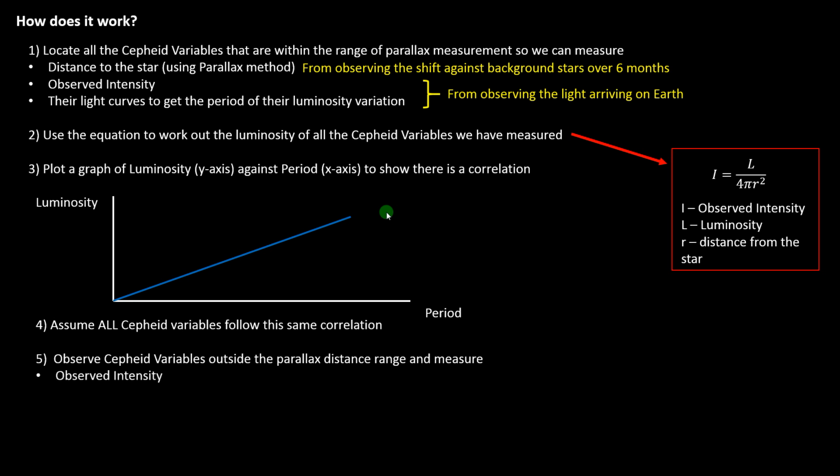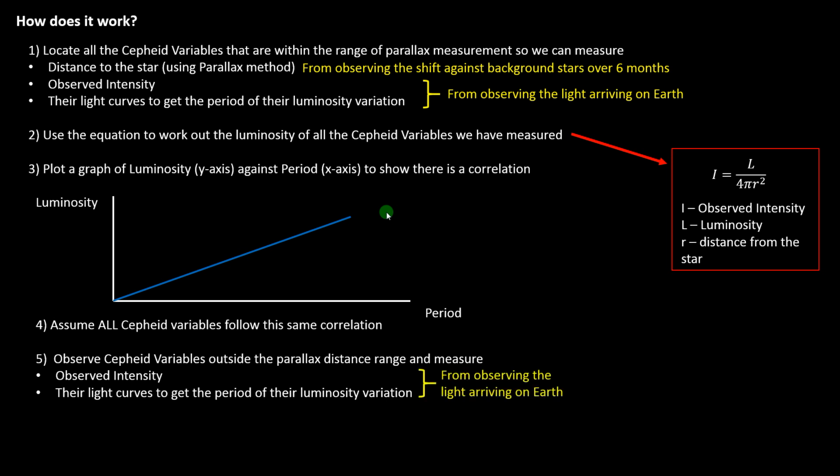Okay, and this is what we do. We do the same things. We can't measure the distance this time because parallax has got a limited range because we need to measure very small angles. Okay, so we measure the observed intensity and we measure the light curves again to get the period of the luminosity variation. Now here's the critical thing. Now we know about the correlation. Both those two things are still from observing the light arriving on Earth.